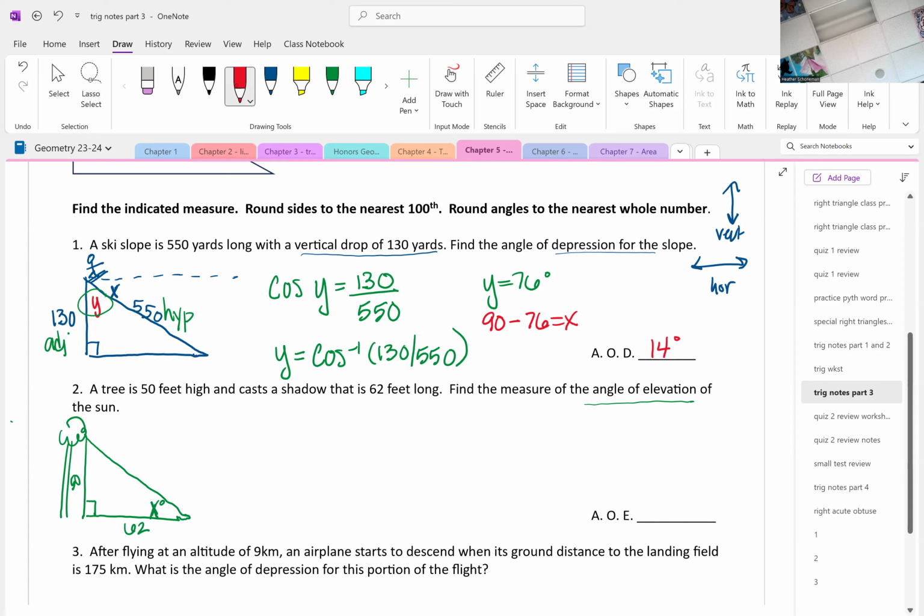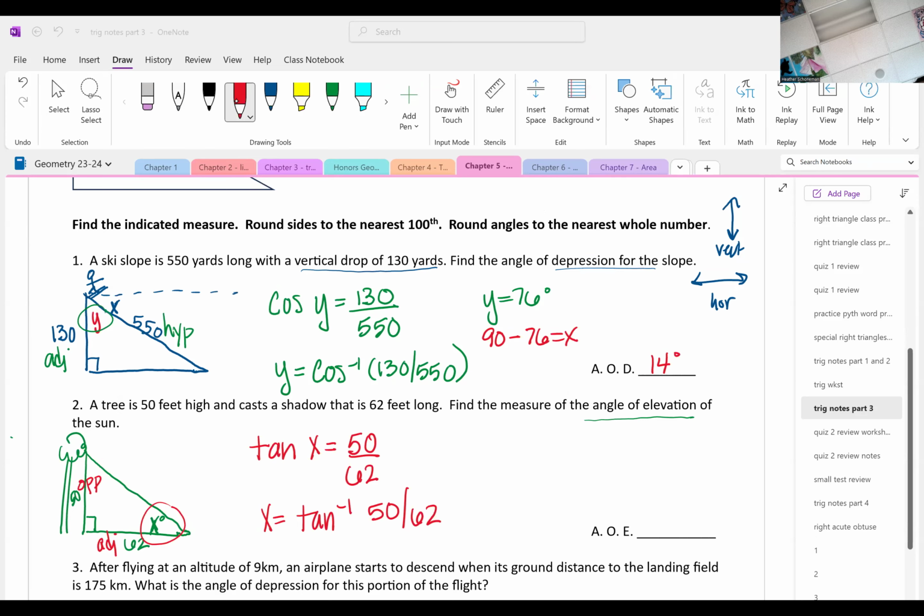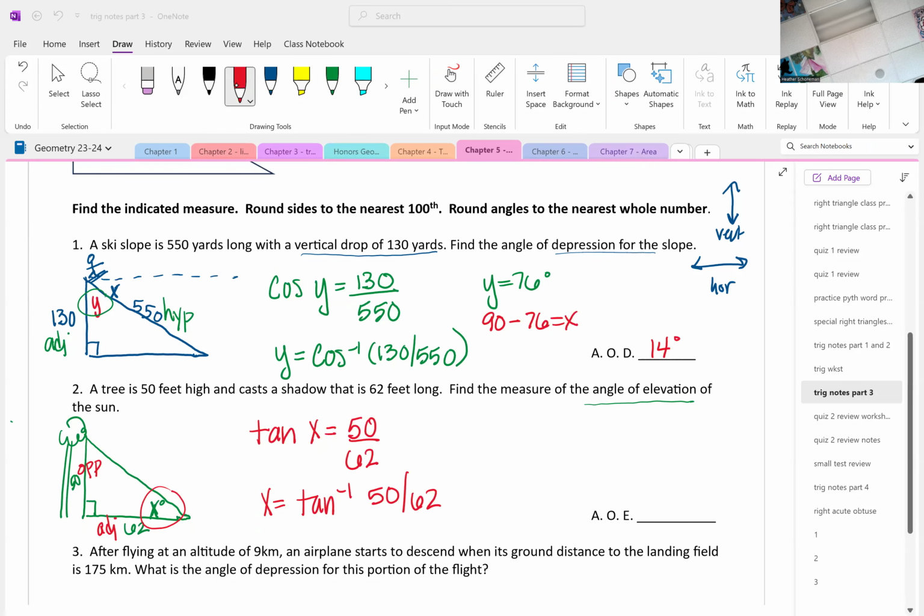So now that we have our picture, 50 is opposite. This is adjacent. So my trig function is tangent. So I'm going to take the tangent of my angle measure, x, equals opposite 50 and adjacent 62. So to solve, x is the inverse tangent of 50 over 62. So in my calculator, I'll do second tangent, and then I have 50 divided by 62.